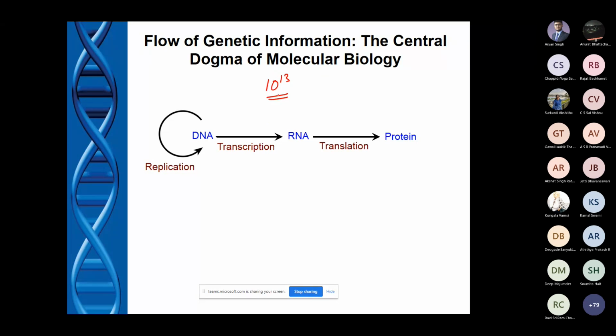But all of us, as we become adults, have 10 to the power 13 cells, but all started from just a single cell, just one cell. And now we have 10 to the power 13 cells. Like this is just a single cell. Just after fertilization, we have a zygote. And from the zygote, we have the adult human individual.